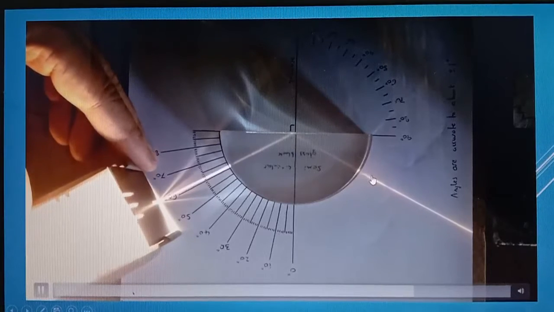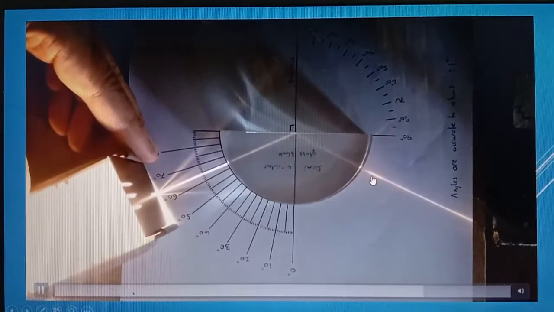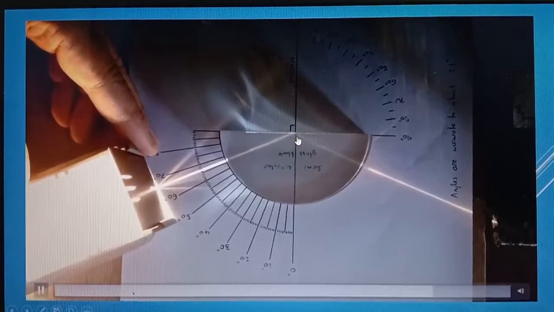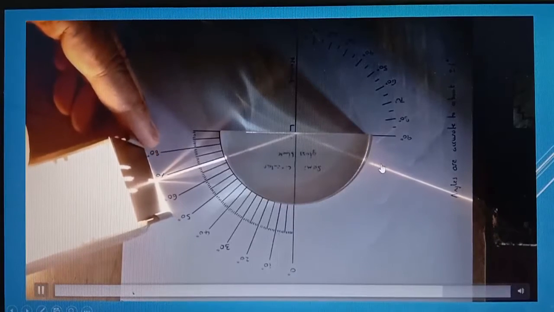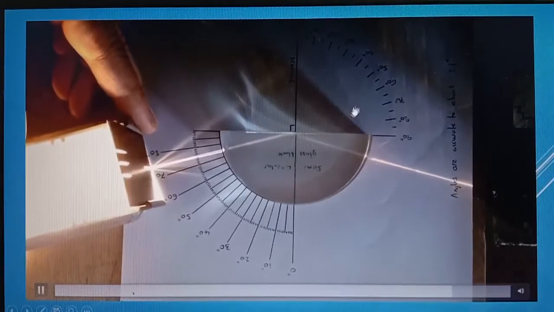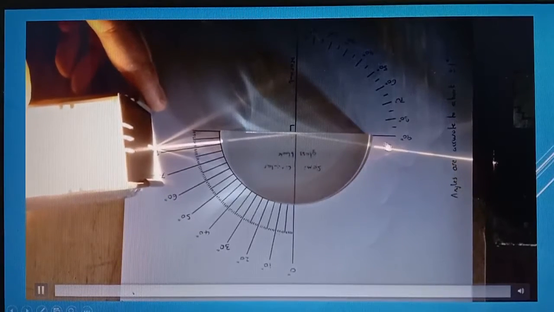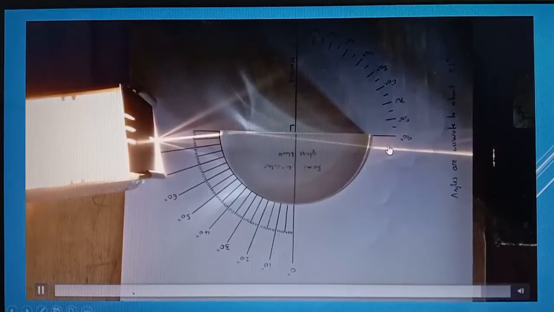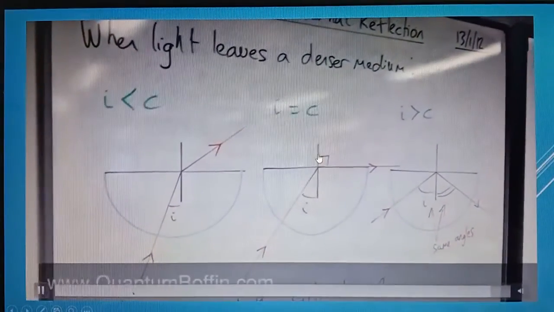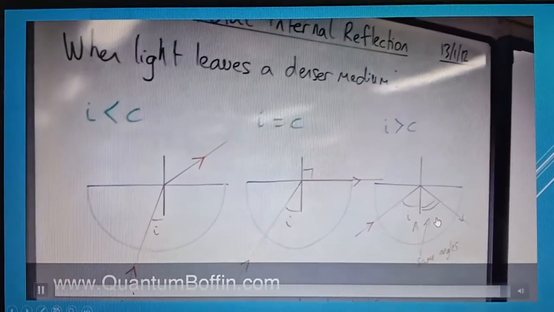So we call it a reflected ray. In this situation, there's no more refraction of light, there's only reflection. So this situation, we call it total internal reflection. It means all the light will be reflected.